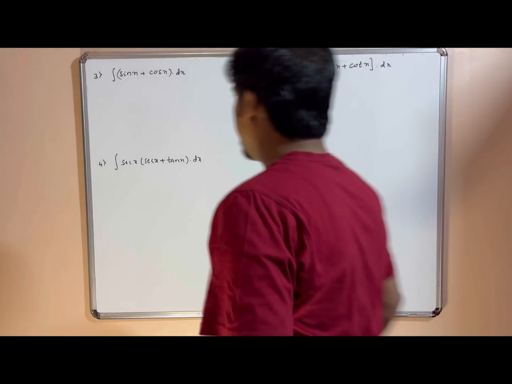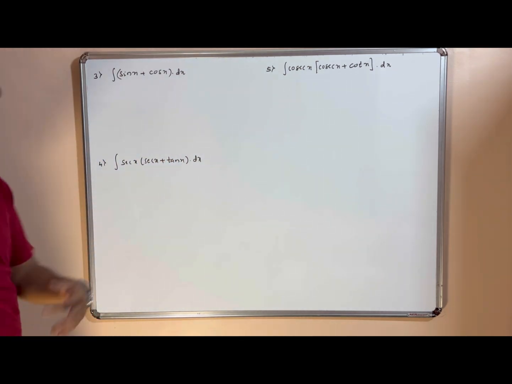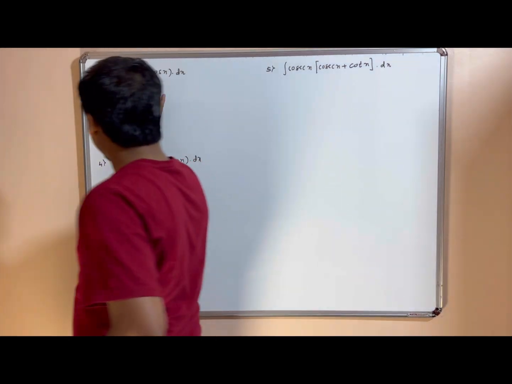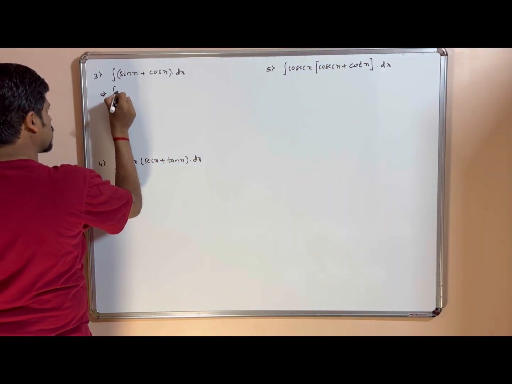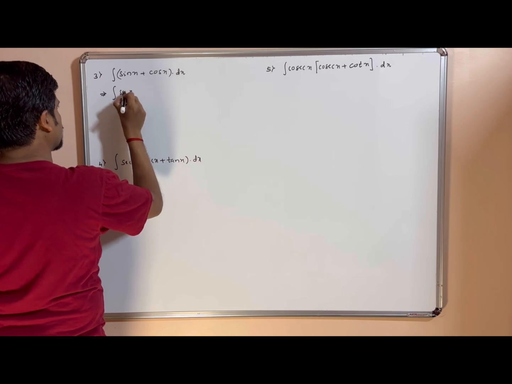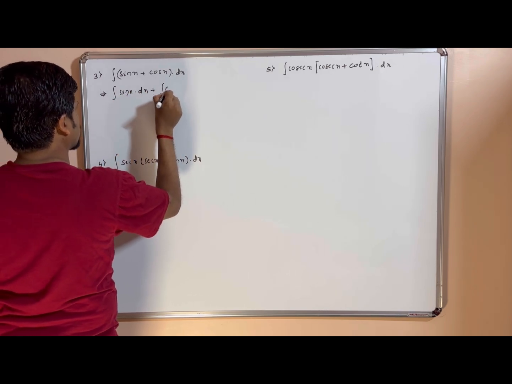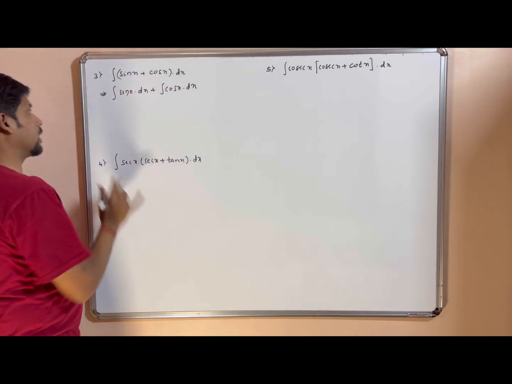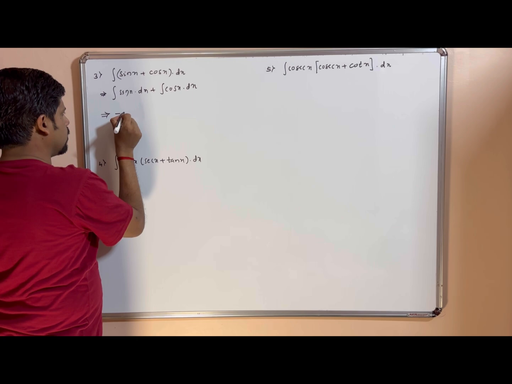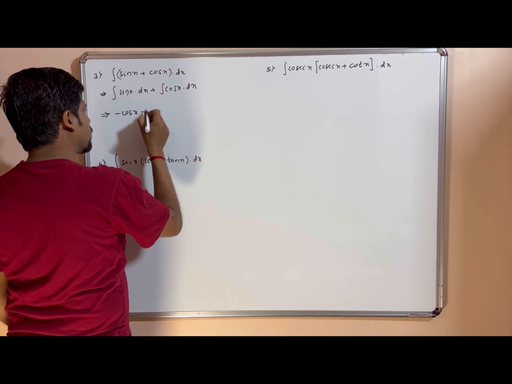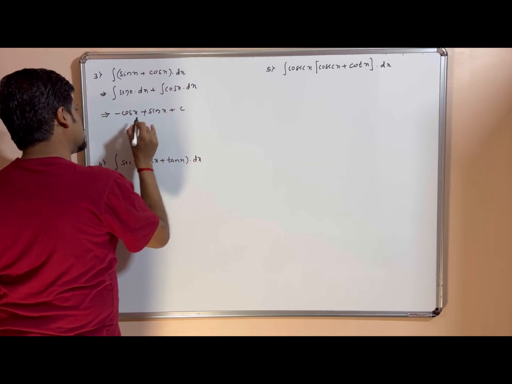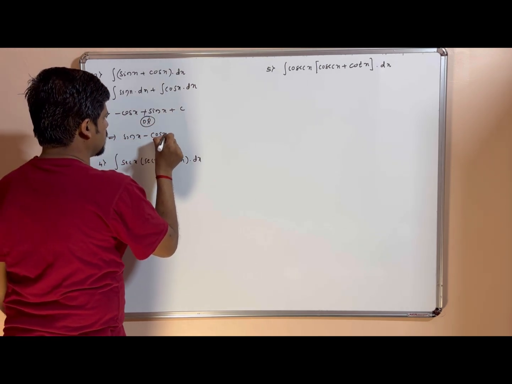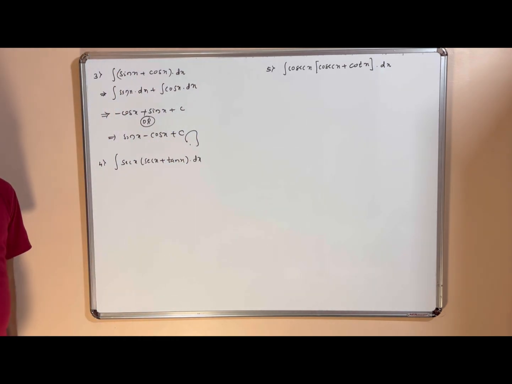So next problem, integration of sin x plus cos x. If you remember the first two formulas, this problem is very easy. So integration of sin x plus cos x, this can also be written as integration of sin x into dx plus integration of cos x into dx. No need to write it. If you know the answer directly, you can mark it. So integration of sin x is minus cos x plus integration of cos x is sin x plus c, or this can also be written as sin x minus cos x plus c, which is the required solution.